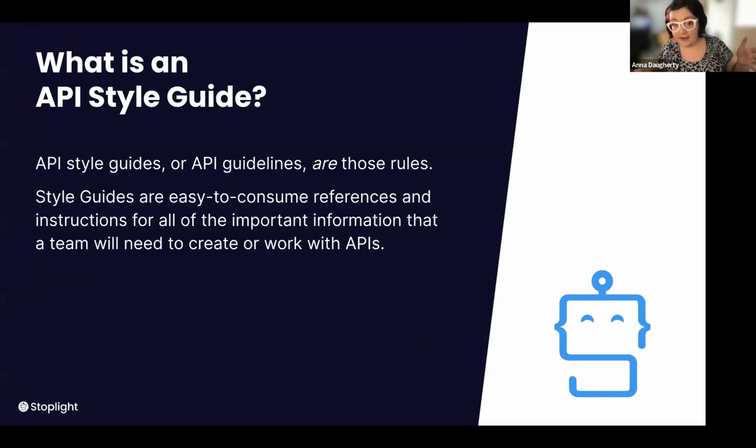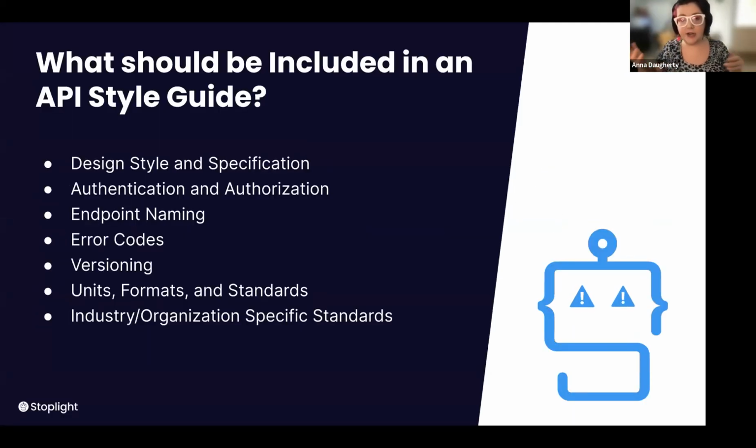So we know why it matters. It's going to create consistency. But what should a style guide include? It should have your design style and specification, authentication and authorization, right? It should be easy to understand what your rules are for those things. You should have conventions for endpoint naming. This is always a big problem we hear about. What should we name things? Let's come together and agree upon what those things should be. Error codes, versioning, what are your standards and formats that you have to use, and then specific industry and organizational standards that, specific to your business, you need to outline.